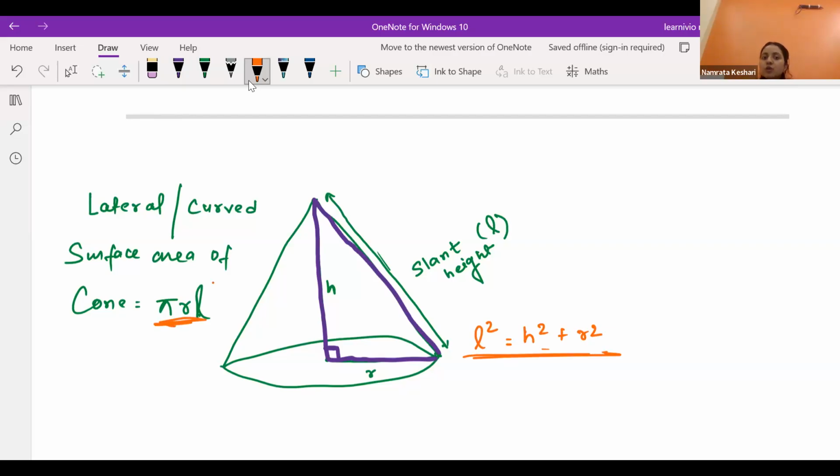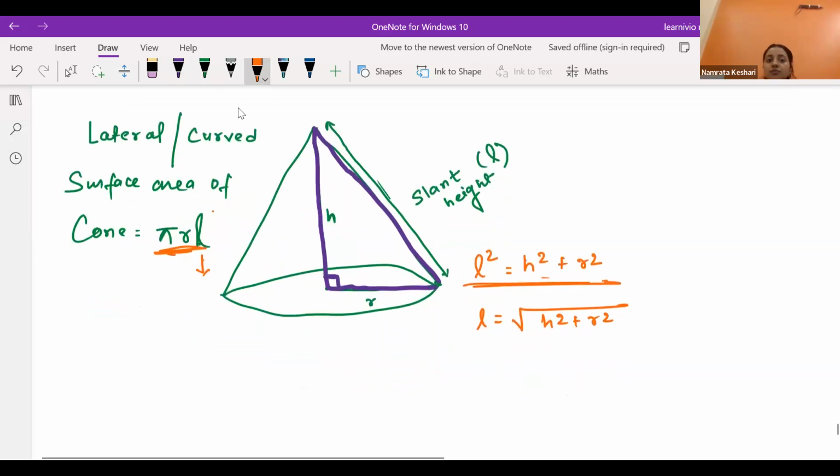Am I making sense to all of you? If L is not given, you can say that L is nothing but under root H square plus R square. H will be given in the question if L is not given.